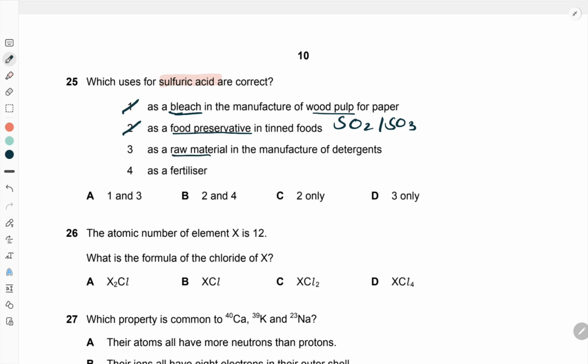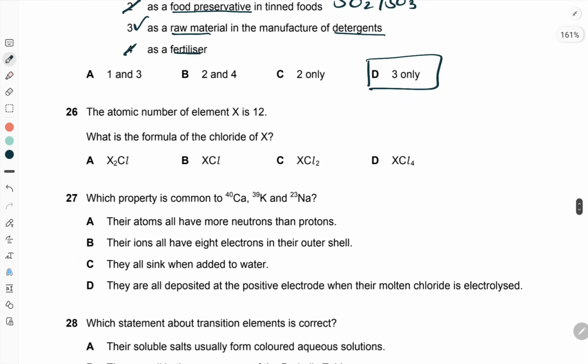As a raw material to manufacture detergent and other chemicals. So this is correct because sulfuric acid is used as raw material. As a fertilizer, it is not used as fertilizer. It can be used to make the raw material of different fertilizers, but it is not used itself as fertilizer. So this is also incorrect. Only 3, which means D is the correct answer.